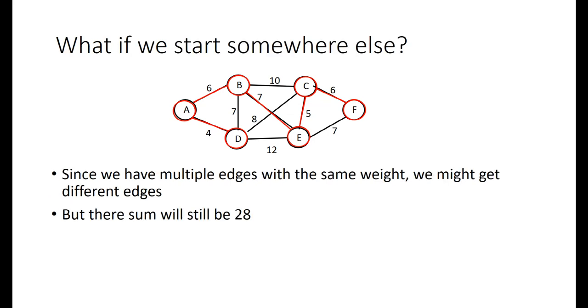What if we start somewhere else? Well, since we have multiple edges with the same weight, we might get a different set of edges, but the sum will still be 28. No matter where we start in this graph, by the time we finish, our minimal spanning tree will have a total weight of 28.